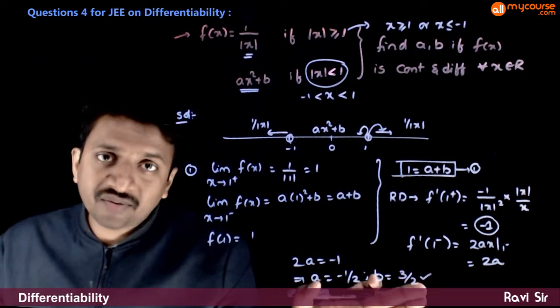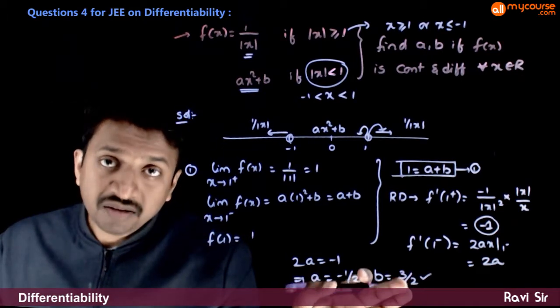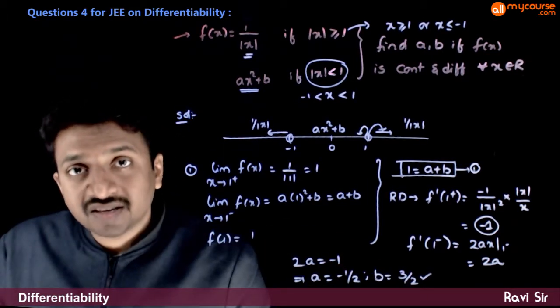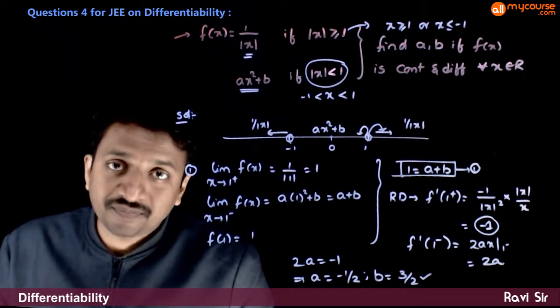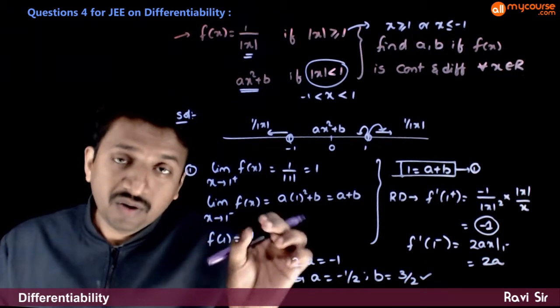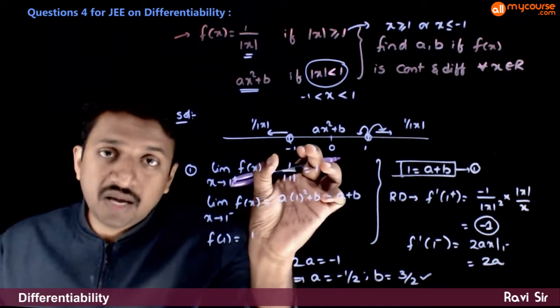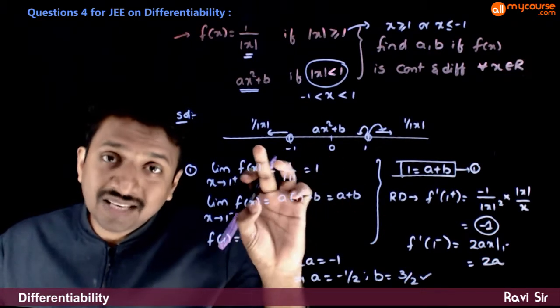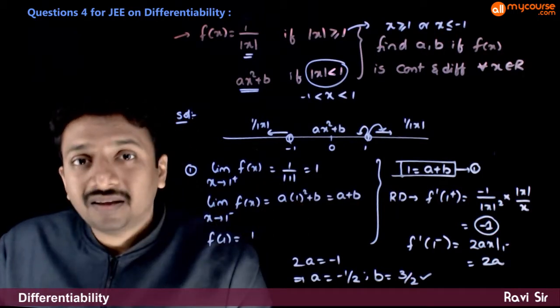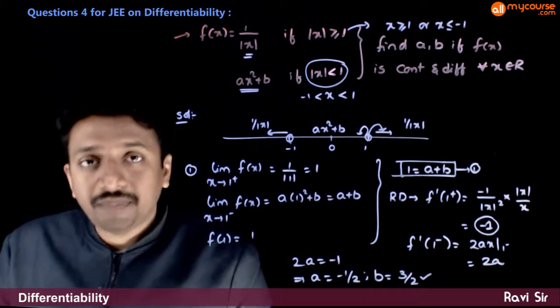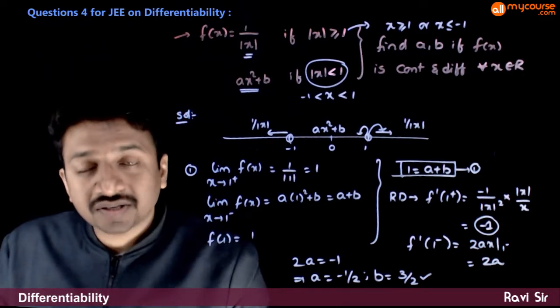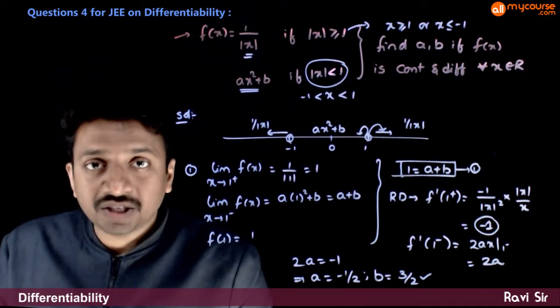So these are the values of a and b for which the function is continuous and differentiable for all x belongs to R. So if you do the same derivations at x is equal to minus 1 also, you see that you get exactly the same equations. So a equal to minus half, b equal to 3 by 2 ensures the continuity and differentiability of this function.